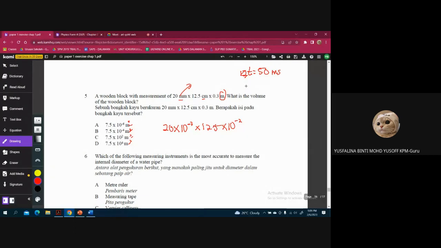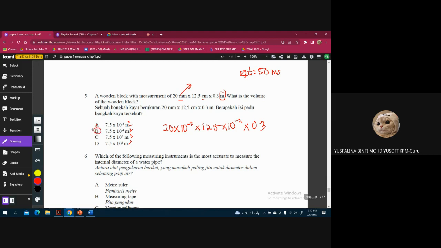If the time means only second, and in front of it you got m, you got k, you got micro, you have to change it first. Okay, so that's why you got it wrong. Most of you just divided by 5, I think, at that time. Okay, and then this one 0.3. So then you just multiply 20 times 10 exponent negative 3 times 12.5 exponent negative 2 times 0.3. So we got 7.45 times 10 power negative 4.